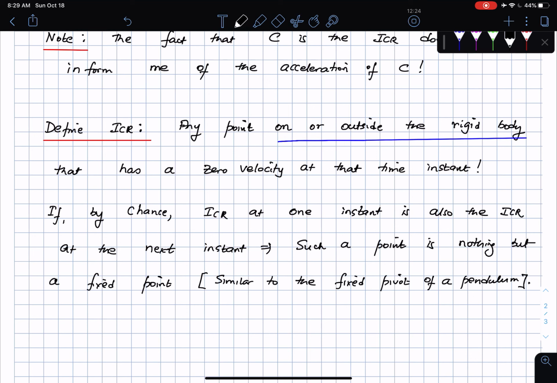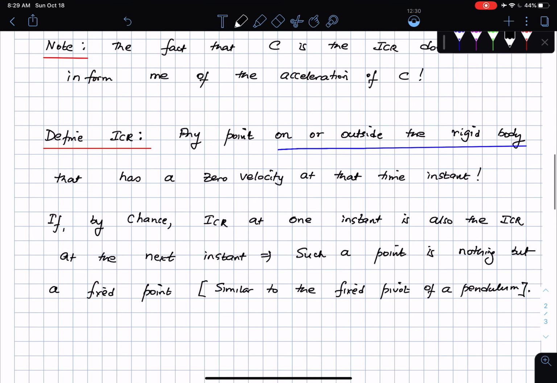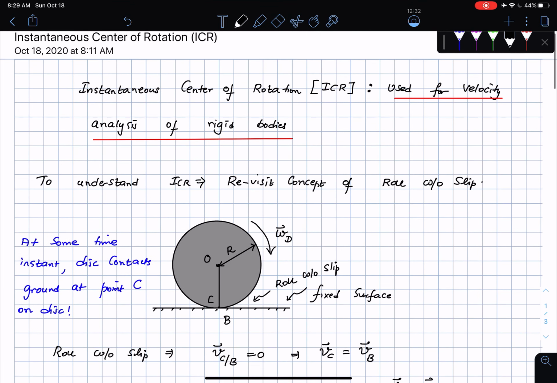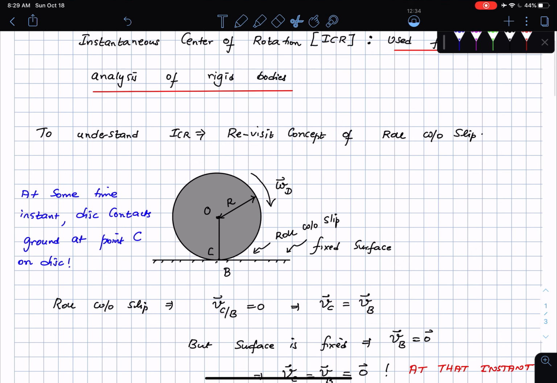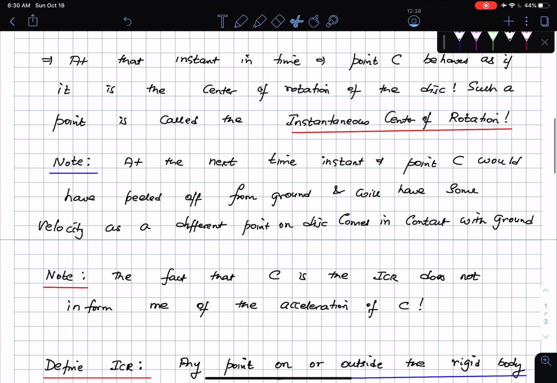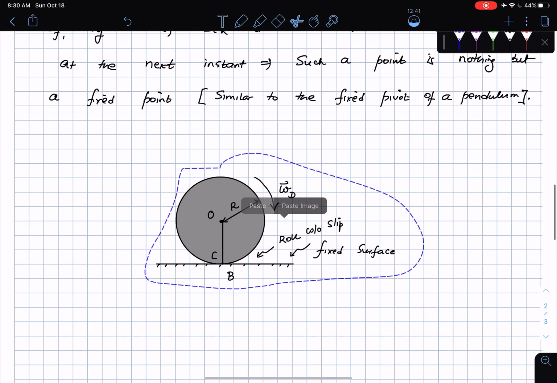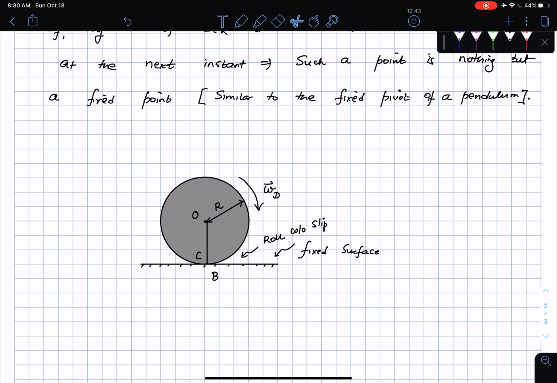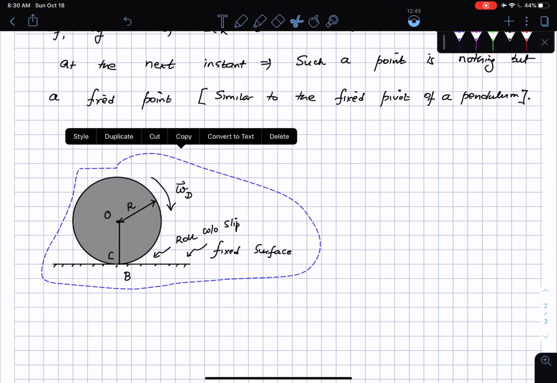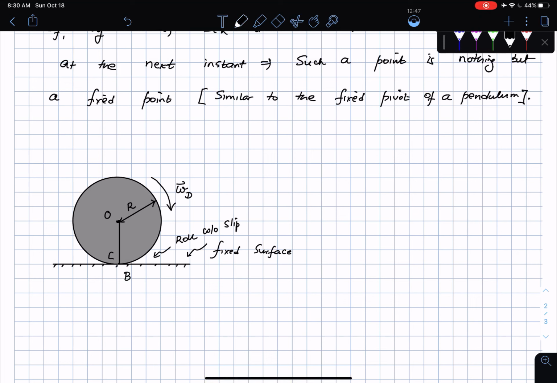Okay, all right. And then, so what happens is the following. Let me go back to my disk once again. Let me bring in all of these creatures. I'm going to copy that and bring that down here. Now I know that the velocity of C is 0 because C is the ICR. So C is the ICR, which means that velocity of C is 0.